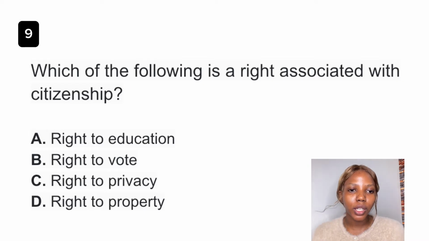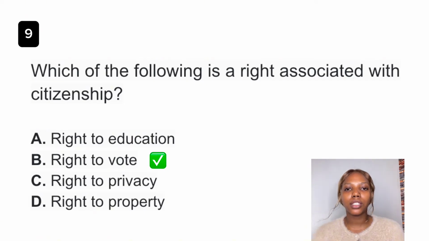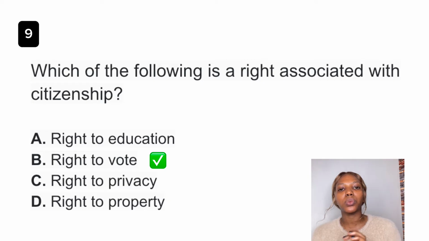Question 9. Which of the following is a right associated with citizenship? The answer to this question is option B, right to vote. Why is this so? Options A, C, and D are rights enjoyed by individuals in a society. However, right to vote is uniquely associated with citizenship.